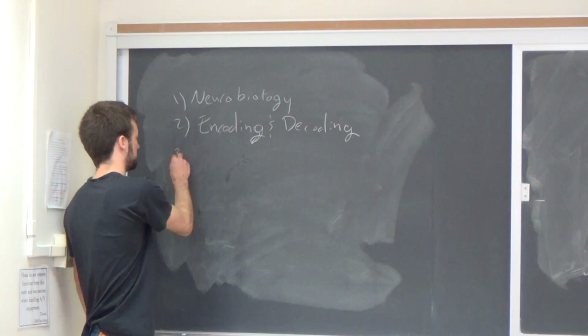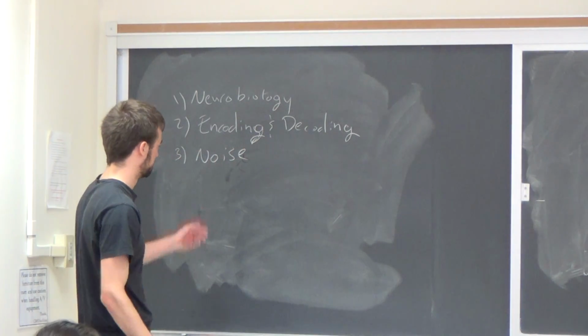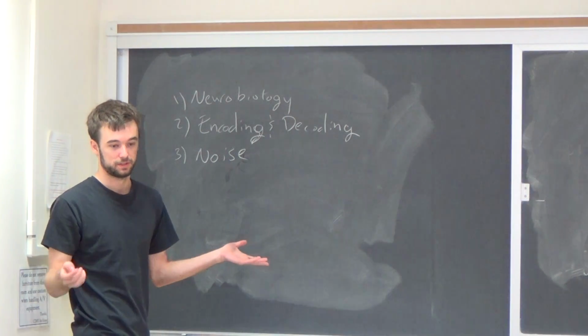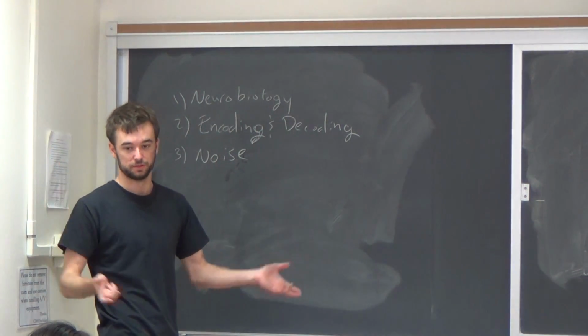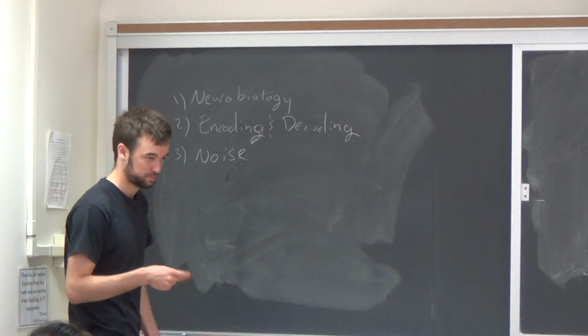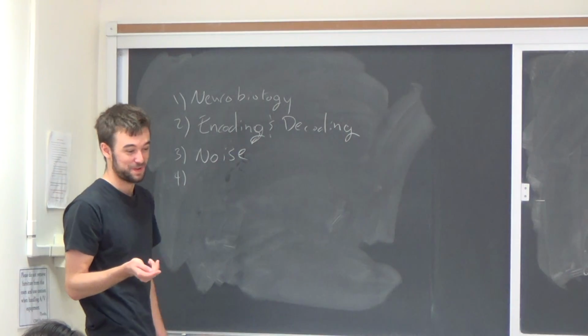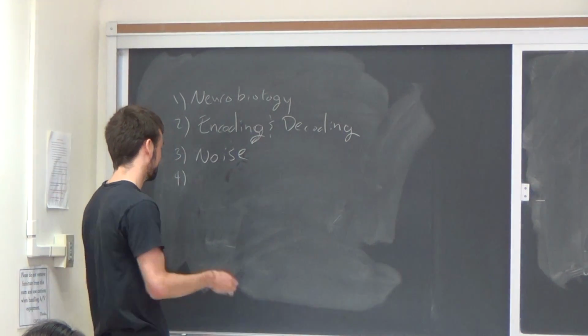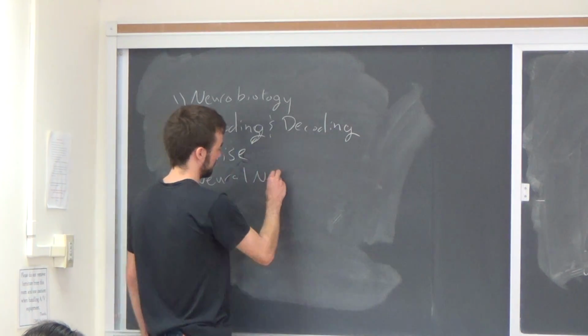Then we'll talk about noise, where it comes from and how it's dealt with, and the sort of surprising idea that sometimes by having more noise you can actually enhance your signal-to-noise ratio. And then if there's time, and I'll try and make sure there's time since this is what you came for, we'll talk about neural networks, or a neural network.